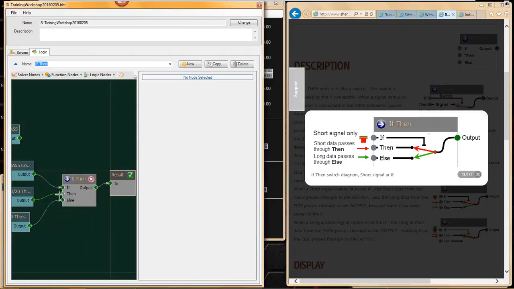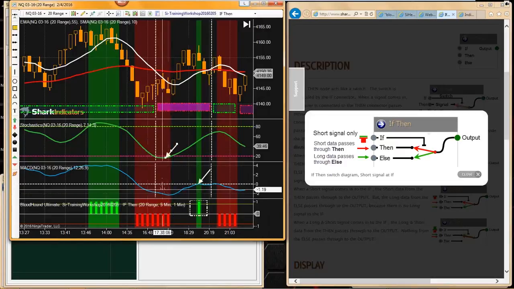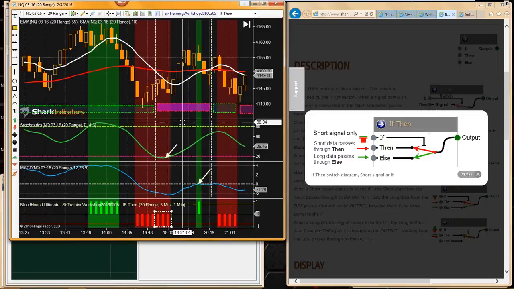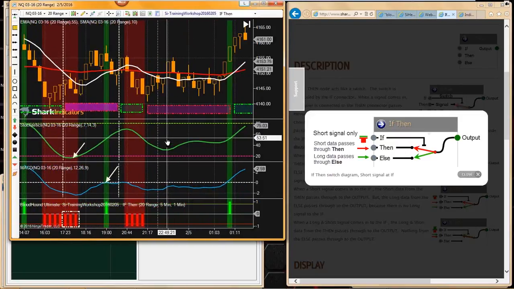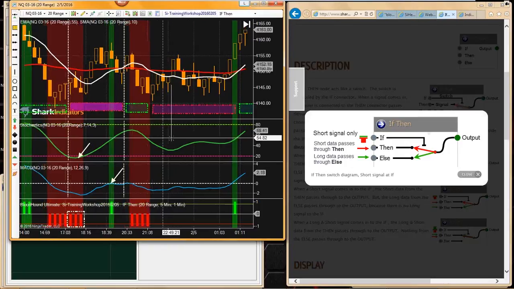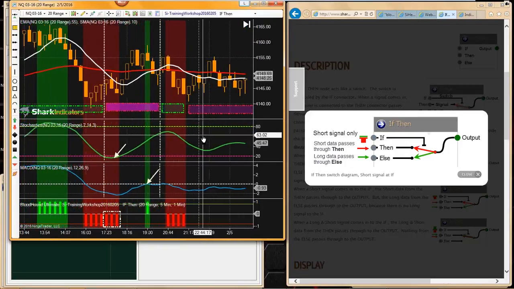But if I connect that back up, like so, now the stochastic short signals are passing through the if-then node. So, let's see. I think that pretty much demonstrates it.